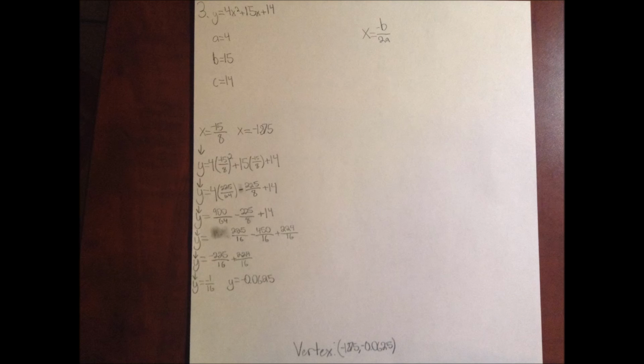So now that we have that, we can go ahead and just do our final addition and subtraction. So we get y equals negative 225 over 16 plus 224 over 16, and add that together, you get y equals negative 1 over 16, and in decimal form, that's y equals negative 0.0625. So our vertex is either negative 15 over 8, negative 1 over 16, or you could also say that our vertex is negative 1.875, negative 0.0625.